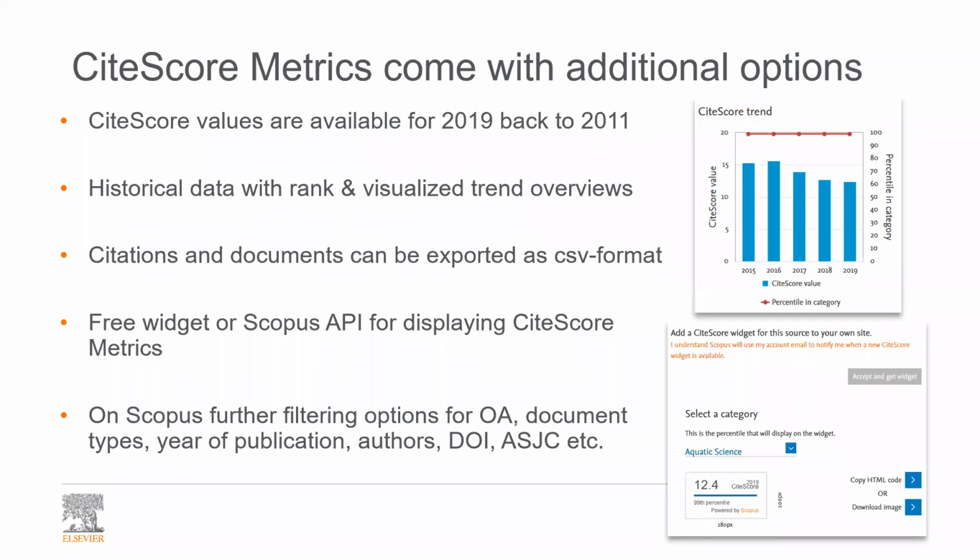And there is a free widget or Scopus API for displaying CiteScore metrics, and also on Scopus, further filtering options for open access, document types, year of publication, authors, DOI, and ASJC, etc.